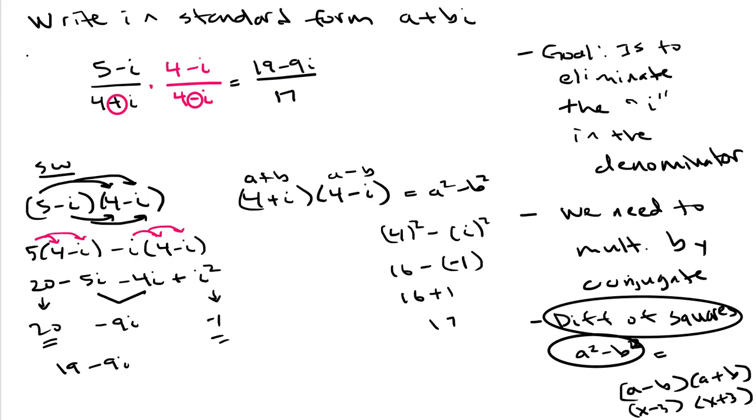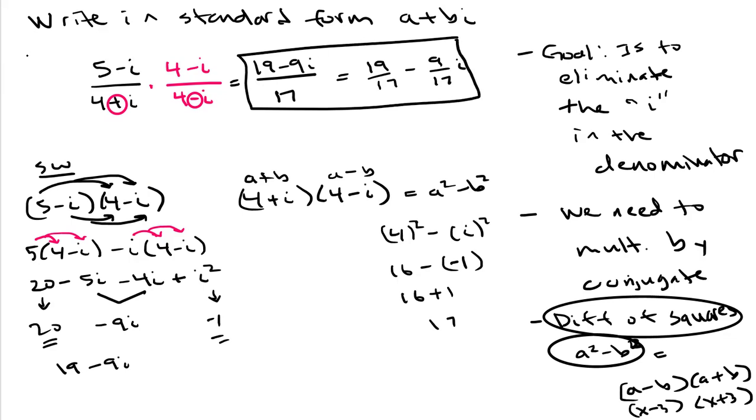So I can leave my answer in this format, that's fine. Or if we want to break it down to, say, 19 over 17 minus 9 over 17 i, that's fine too. Both of these answers are acceptable.